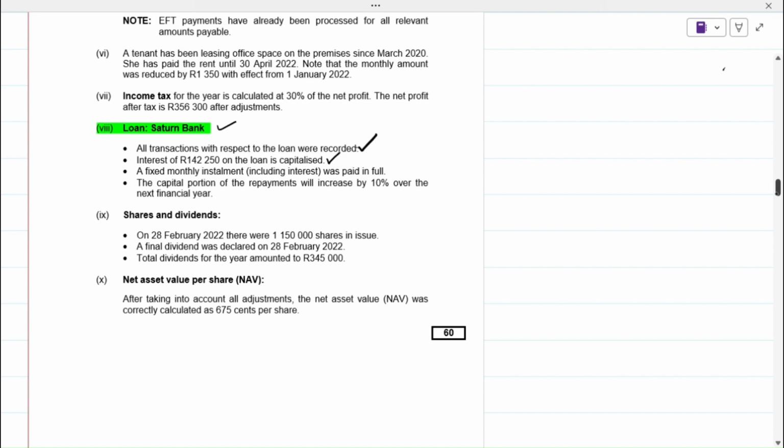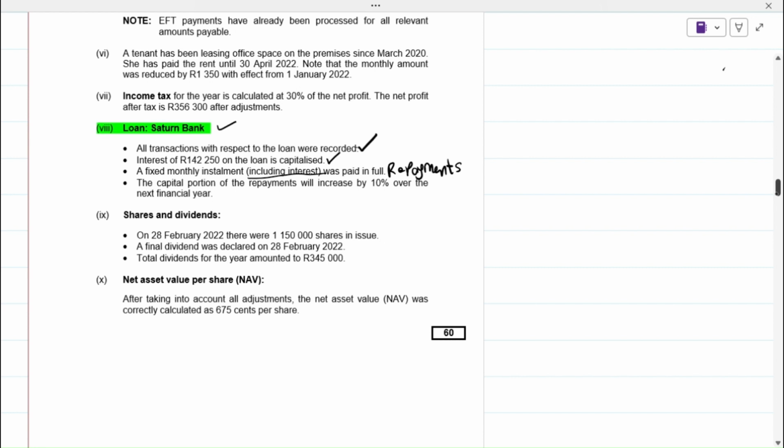And then from here they say a fixed monthly installment which is including interest was paid in full. So this is my repayment, and as I said, they do include interest, right? And if they do not include interest, it's just gonna be told to you. Yeah? So these are my repayments, and now they are telling me that I have made repayments, but they are not telling me how much I've repaid. So we can see that this is what we are gonna have to calculate now in this specific question.